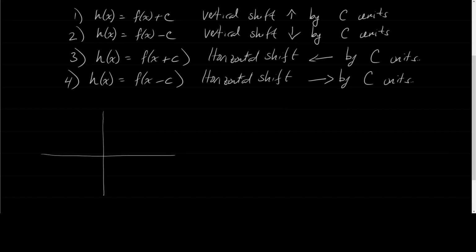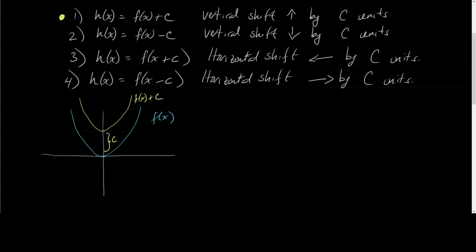Let's say that this is some function. My original function here, I'll draw in blue. This is f of x. In case 1, which I'll do in yellow, we're moving upwards by c units. So something like this, where this right here is c units. This right here is f of x plus c.